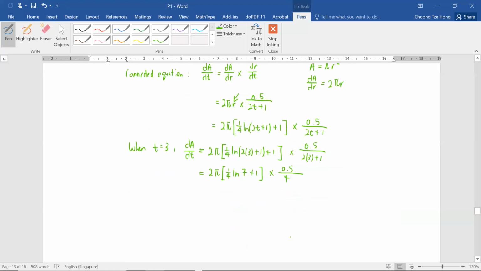Right? So you can actually just use your calculator to compute this whole thing, and then you can give your answer in 3 significant figures. The answer that I got was 0.667 cm square per second. Now we are dealing with dA/dt, rate of change of area. So the unit for area is cm square. That's why we have cm square per second, right? So this is how you deal with rates of change questions.